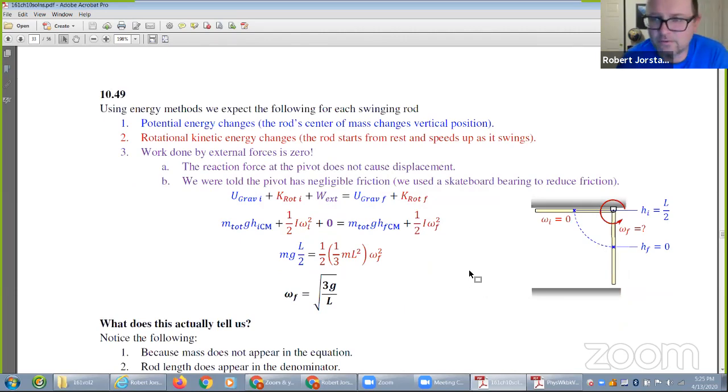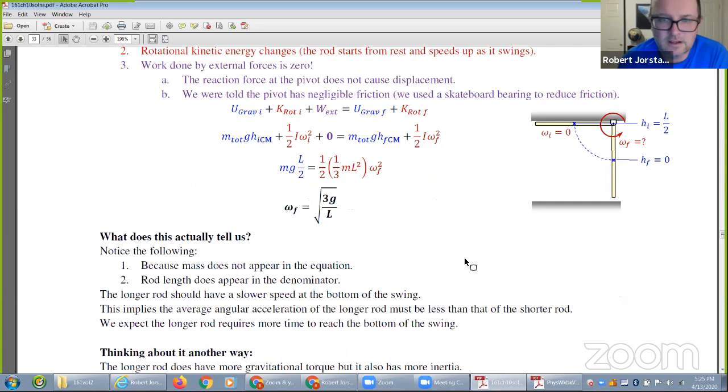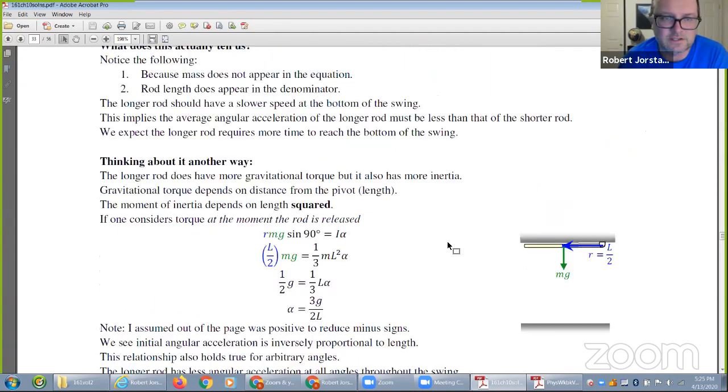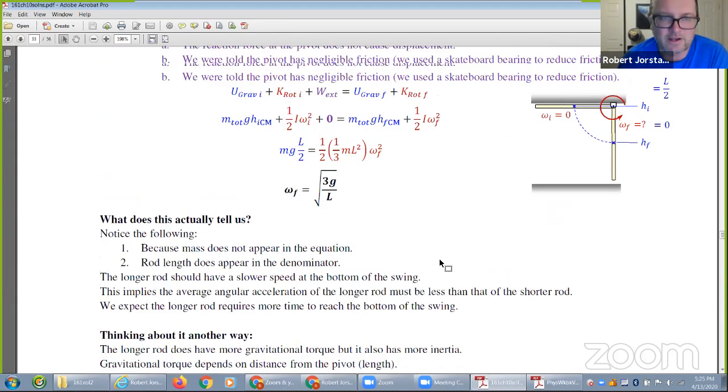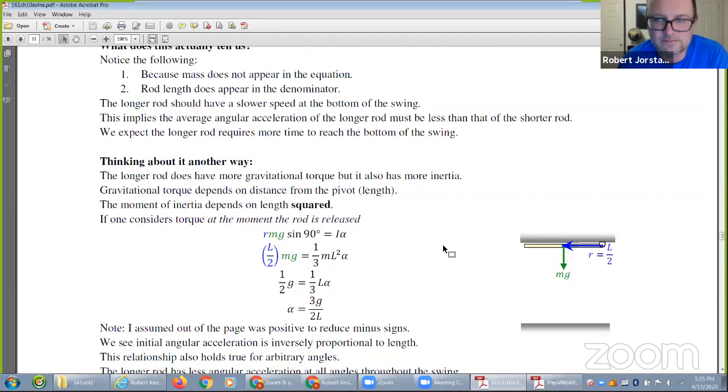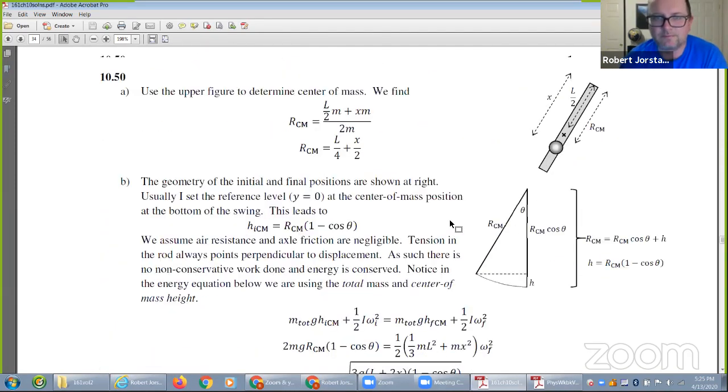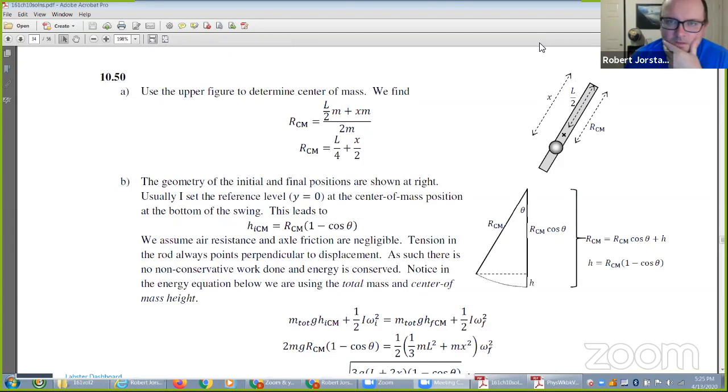Whoops, that's 10.49. Sorry. Looks like I've got some pretty good notes in there for 10.49, people. So you might actually do 10.49 and read the notes. But here it is. We're looking at 10.50.